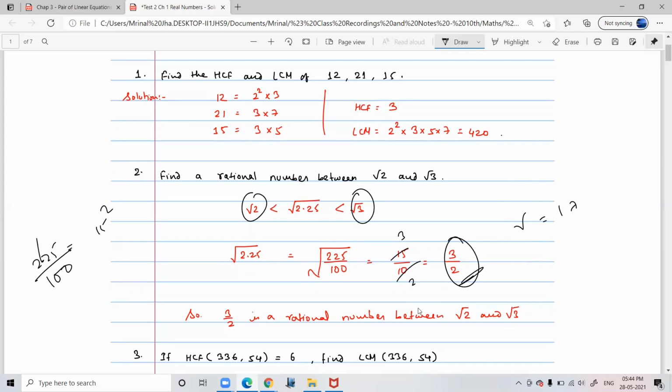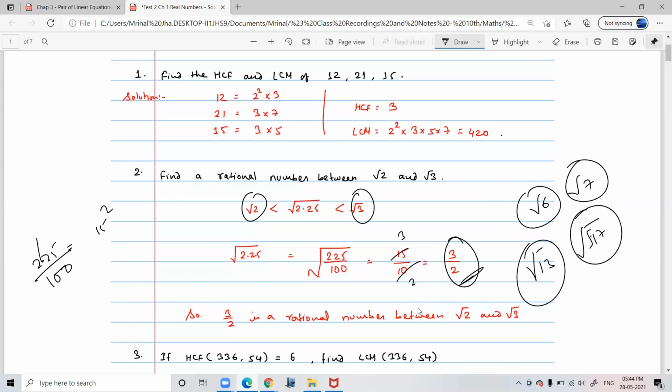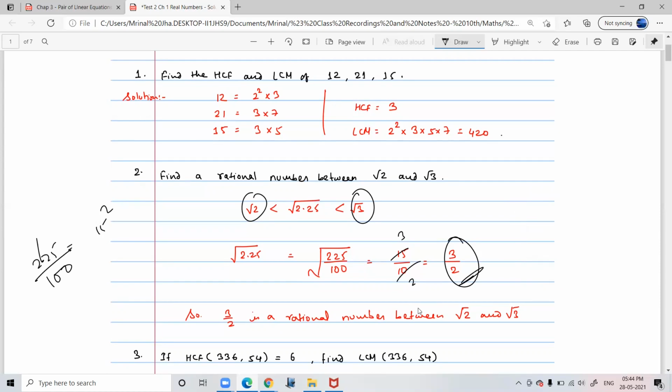What if I ask you to find a number between root 6 and root 7? Do you know the values of root 6 and root 7? What if I ask you to do it between root 13 and root 17? It will not be easy for you to write the decimal parts of all these. So it's better to find a perfect square number which is between those two and then take the square root to get a fraction like this. Everyone understands this? Tell me.